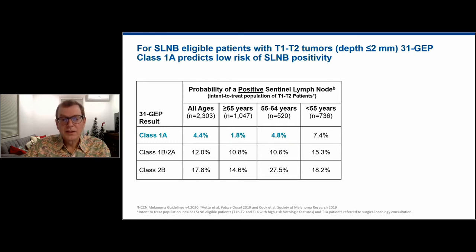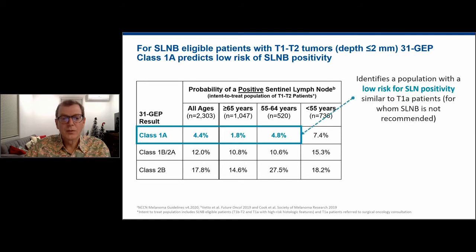Well, interestingly, the results break down by age, but if you look at T1 and T2 tumors and you look at class 1A gene expression profile, what you find is that once you get beyond 55 years of age, you identify a subset of patients. So in this case, the 55 to 64-year-old patients have a 4.8% sentinel lymph node biopsy positivity rate, beneath the 5% cutoff for when this is recommended.